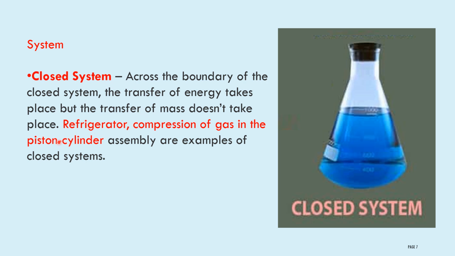Compression of gas in a piston cylinder assembly is an example of a closed system. Here is a simple example. Consider hot water in a beaker, then close the mouth of the beaker with a rubber cork. Then you can observe only the energy of the hot water gets exchanged with the surroundings. There is no exchange of mass. Only the exchange of heat takes place. This is a best example of a closed system.